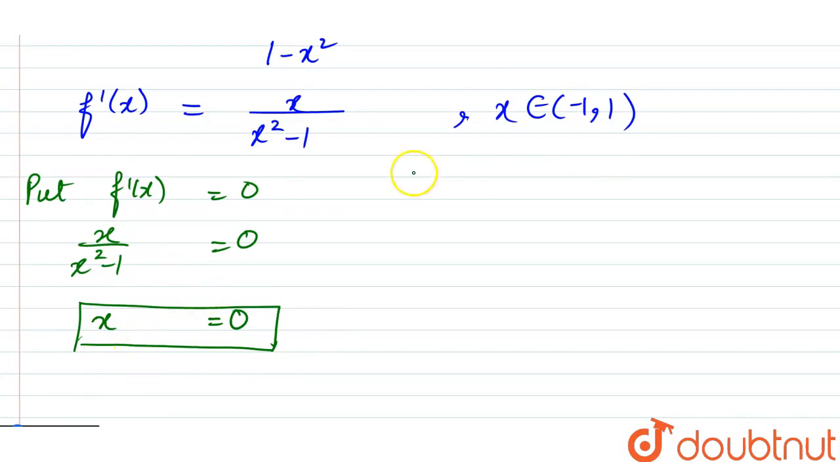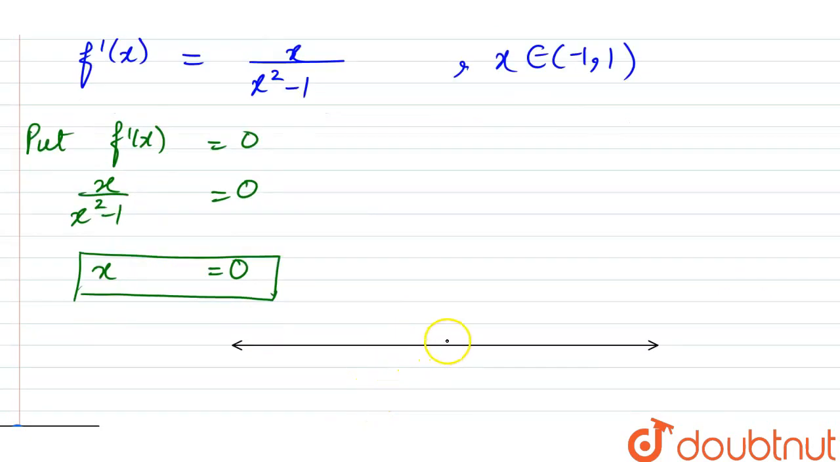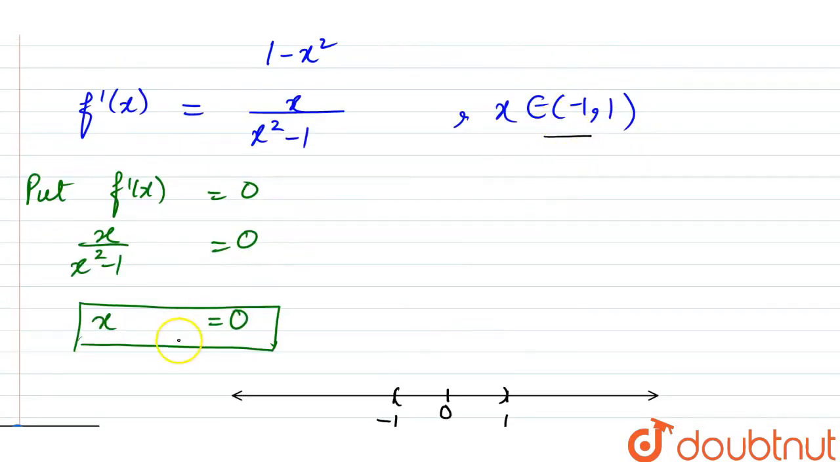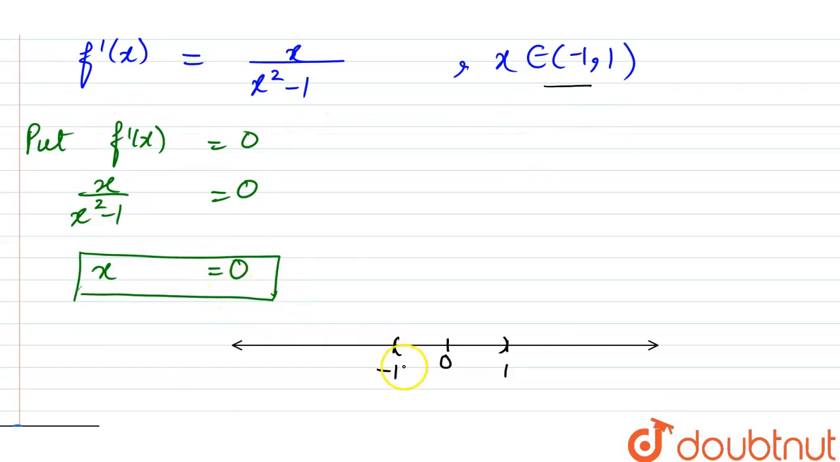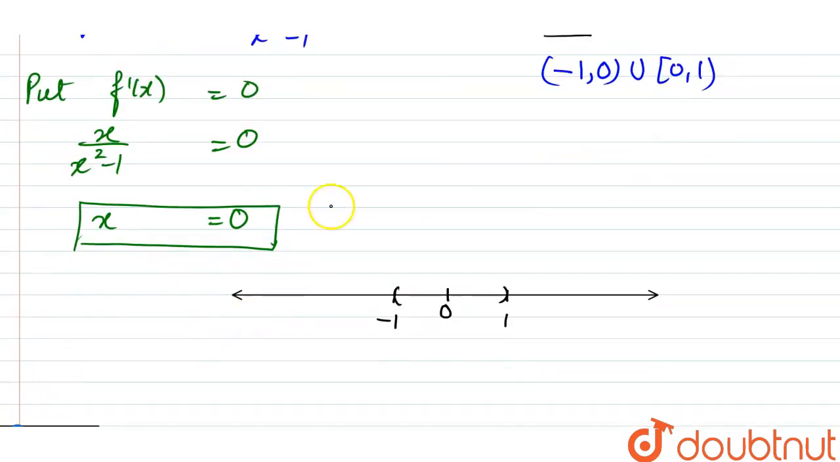Now we have to divide the number line by the critical point. We know critical point divides the number line. So this is the point 0, and we know we have to take the domain from minus 1 to plus 1 only. So for this interval from minus 1 to 1, x equals 0, the critical point has divided the interval in two sub-intervals, that is minus 1 to 0 union 0 to 1. So let us check the nature of the function in the two intervals.